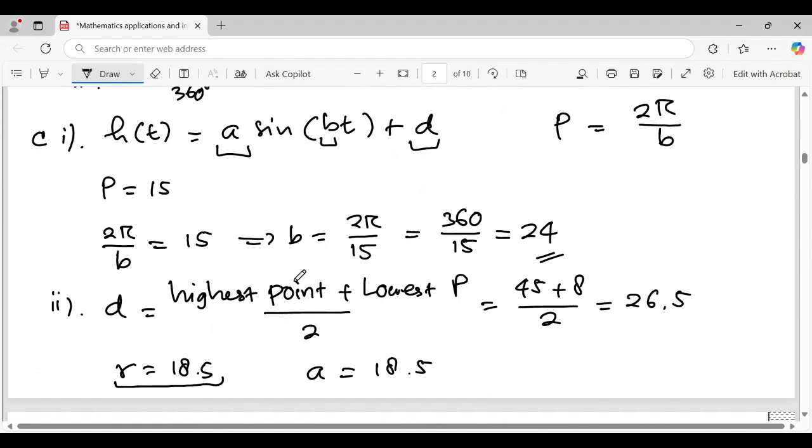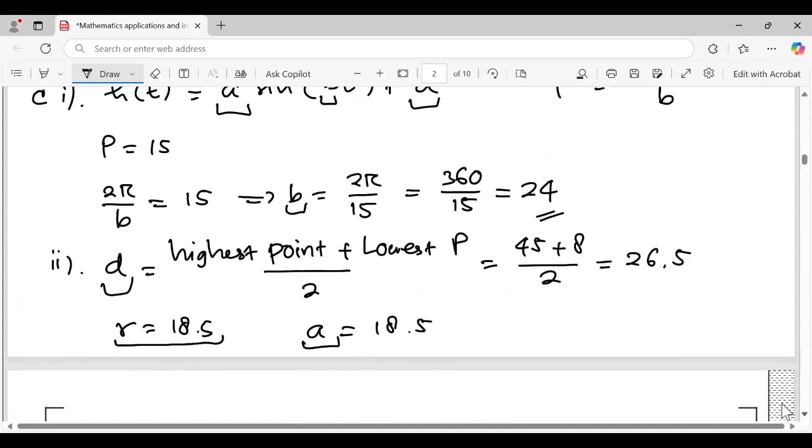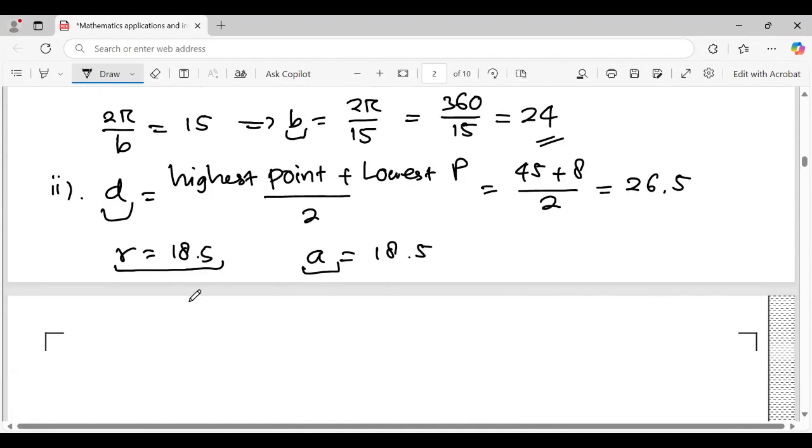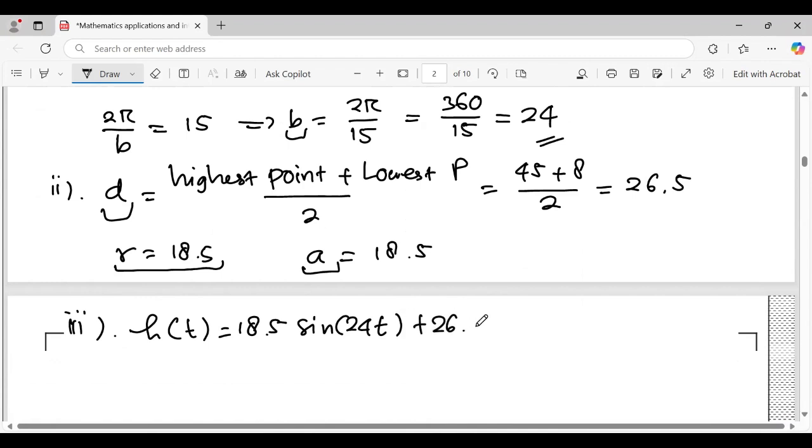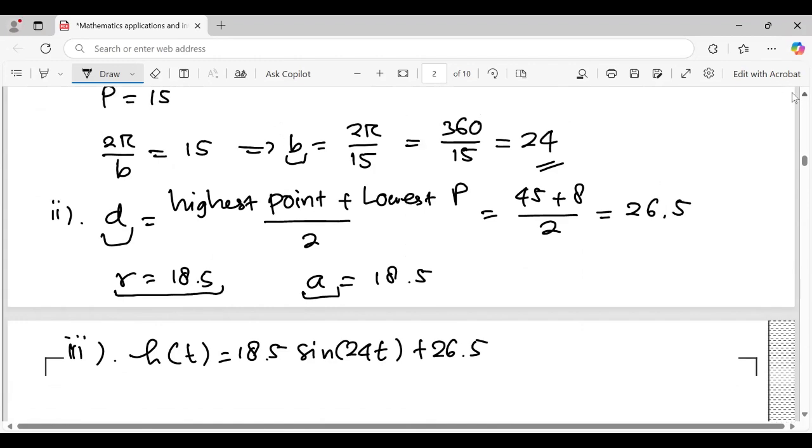Now substitute A, B and D values into this equation. So H(t), part 3. The equation of the sinusoidal model is H(t) equals 18.5 sine 24t plus 26.5. This is the equation. Next question.